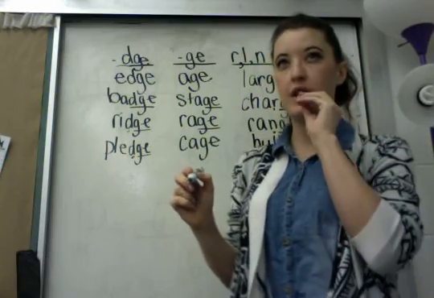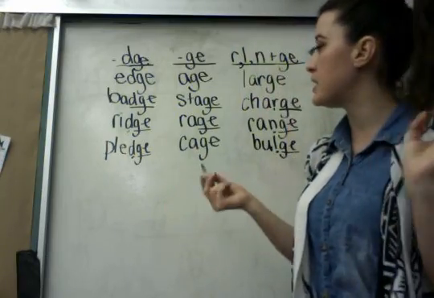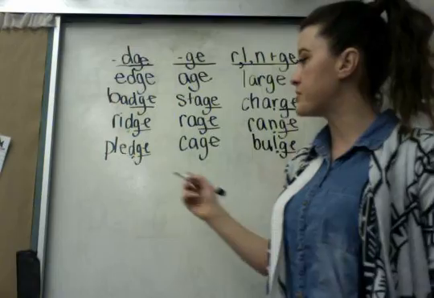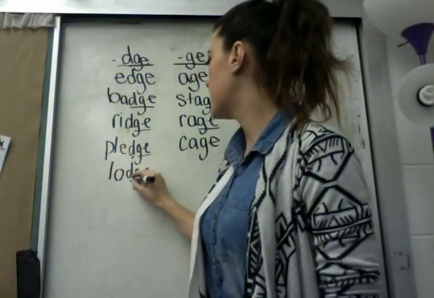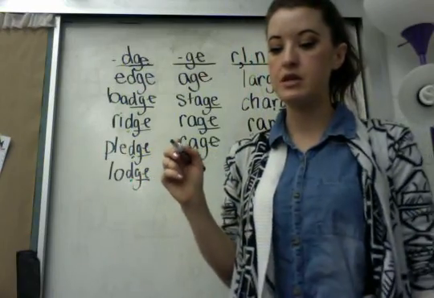Our next word is the word lodge. Lodge. I hear that kind of like the D before the G-E. So lodge is going to go under our first column. Lodge. Kind of hear that before the J sound.